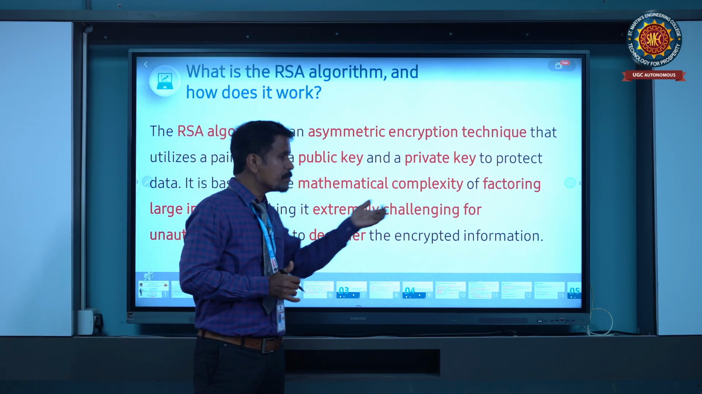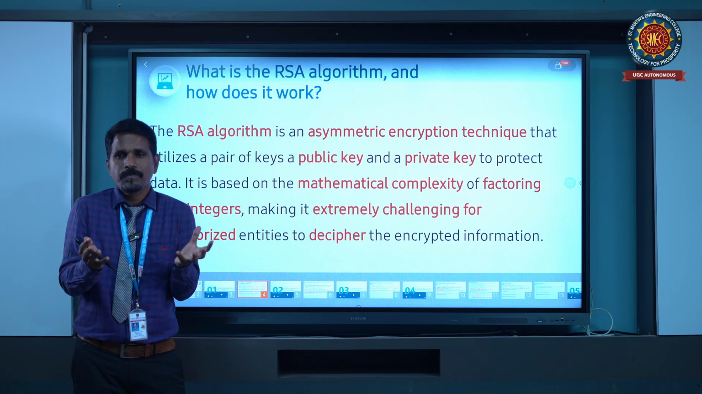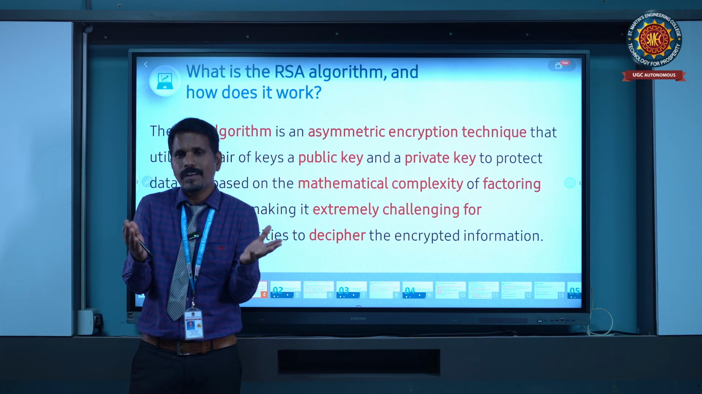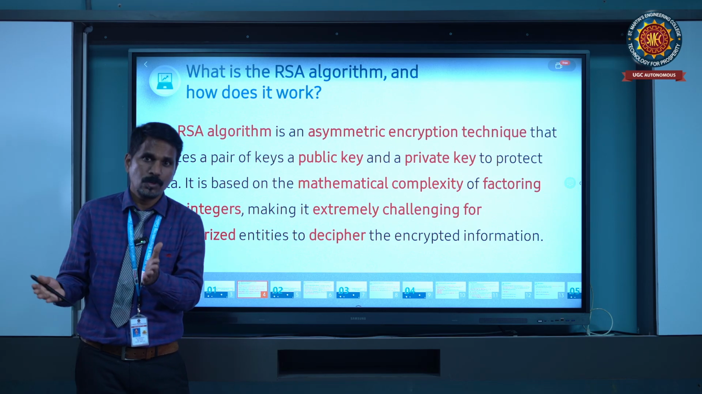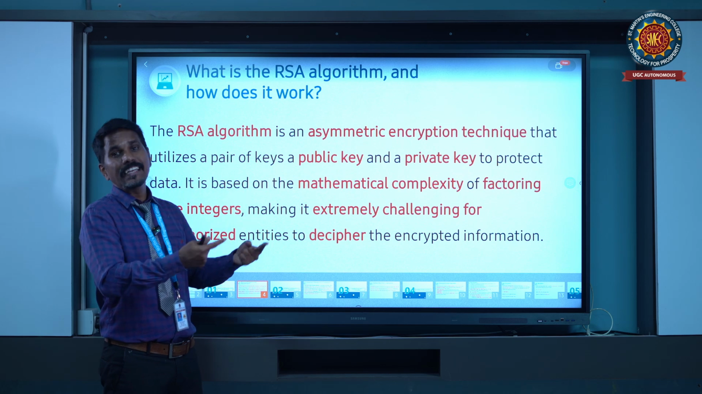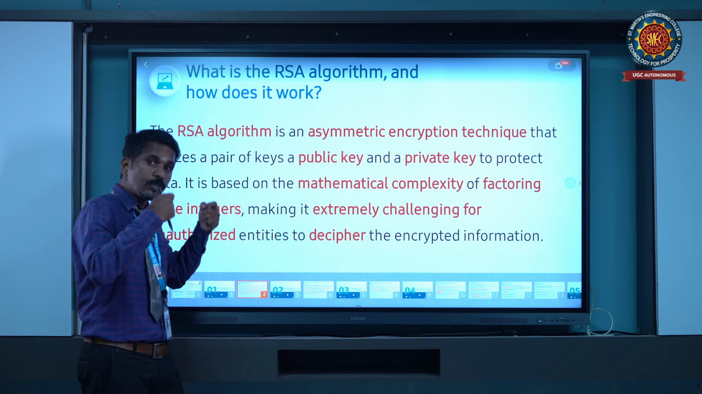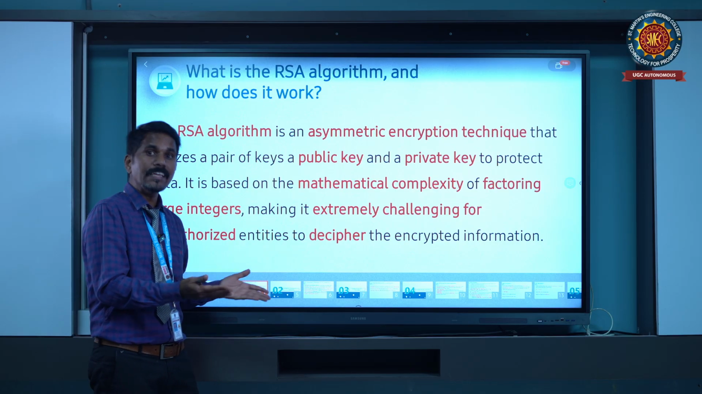Next, extremely challenging. Extremely challenging means that otherwise any intruder can easily understand your information, it is vulnerable, it is leaking, and other parties can easily access it. To avoid such cases, we should increase the challenges. How do you increase the challenges? When you use large prime numbers, your information is fully secured.